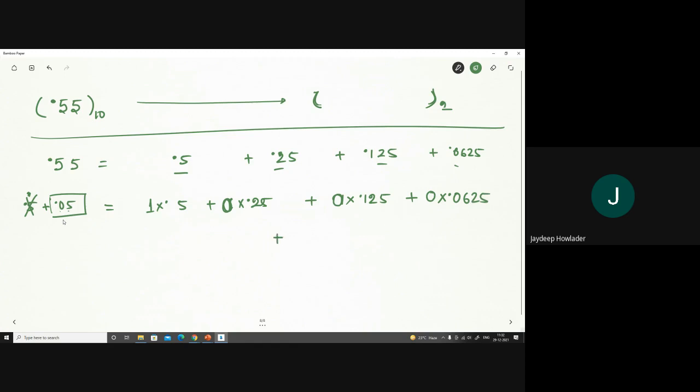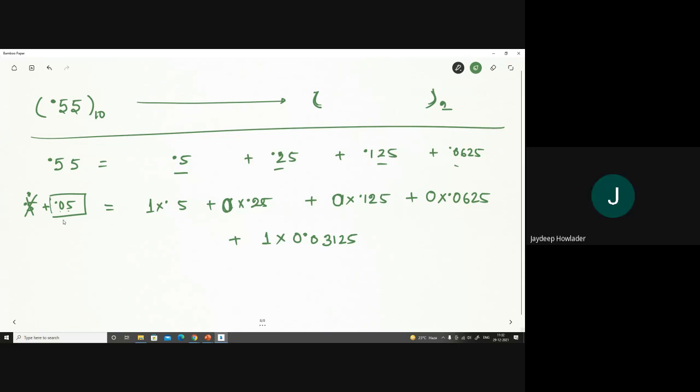And then what is the next one? This is basically 0.03125. Okay. And I am basically accumulating this one. So 1 into this. Okay. Do you get this point? Sir, please repeat.